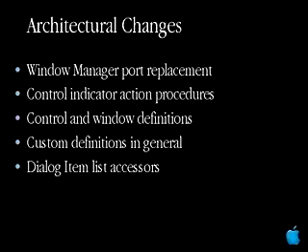The ones that we'll talk about in this session are the fact that you can no longer draw directly to the window manager port. There's a small change to the way control indicator action procedures are called. There are some changes you will need to make to control and window definitions, not anything too radical. There is a change in the way you need to instantiate custom control, window, and other definitions. And then, of course, there are some new dialog item list accessors that you'll want to use because of dialog opacity.